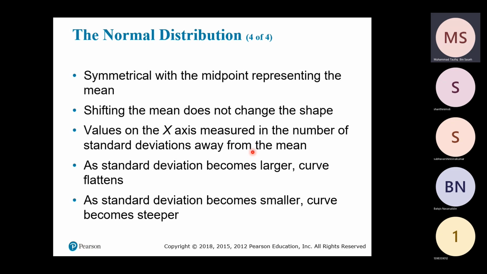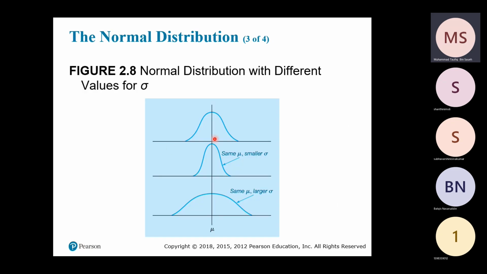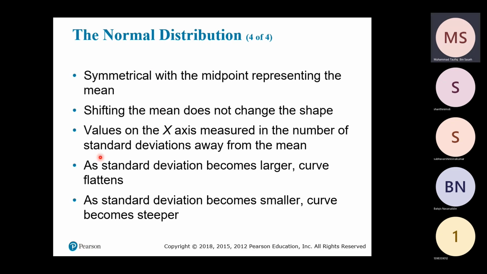So why do we have this curve? Because this curve represents the value of x. The x value will be determined by the distribution based on standard deviation. So how far the value of x is from the mean will be determined by the value of standard deviation. As standard deviation becomes larger, the curve flattens. As standard deviation becomes smaller, the curve becomes steeper.